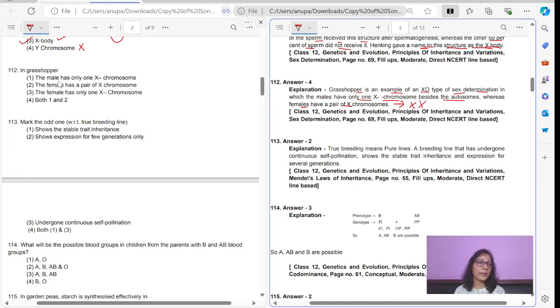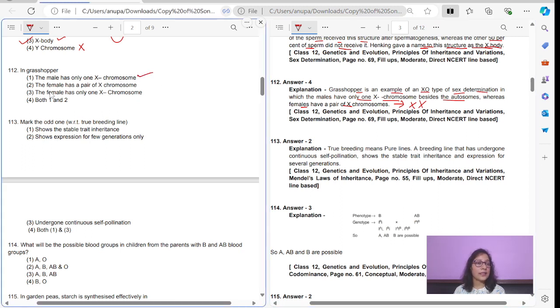So let's see the answer options. The first option is the male has only one X chromosome. This is the right option. The second option is the female has a pair of X chromosomes. This is the right answer. And the third one is the female has only one X chromosome. This is wrong because females have two X chromosomes. And the fourth option is both 1 and 2. So the answer of this question will be option 4, that is, both 1 and 2.